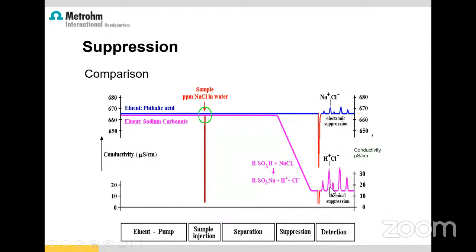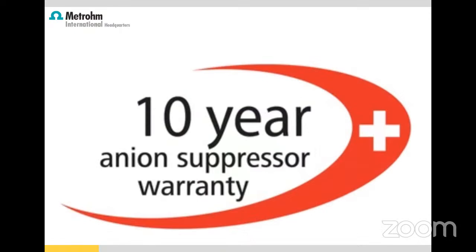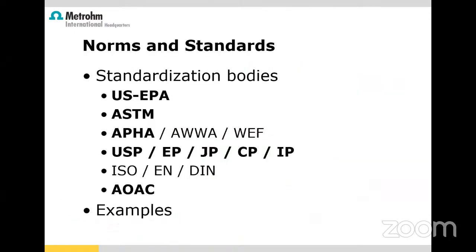Now you can compare the peaks of sodium chloride and hydrogen chloride. See how prominent the peak is. This is the reason we are able to use the suppressor for reaching 1 ppb or 0.5 ppb levels of fluoride. And this suppressor from Metrohm carries a 10-year unconditional warranty. So we are very confident about our suppressor.